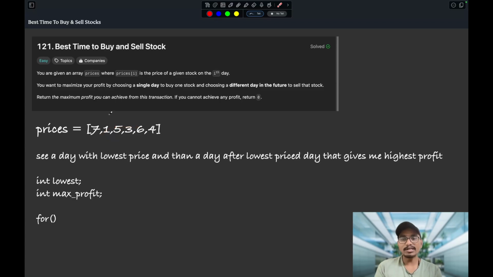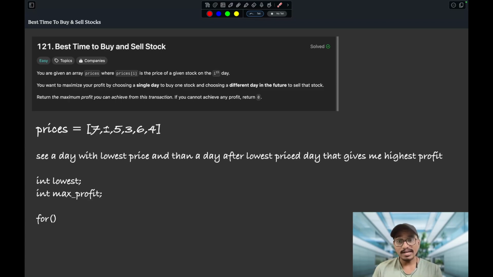Let me explain in detail. First I want the lowest price of the stock. When I traverse through this array, the first value is 7. I set 7 as my lowest and move forward. I check if 1 is lower than 7. Yes, 1 is lower than 7, so my new lowest is 1. I move forward and check if 5 is lower than 1. No, 5 is not lower than 1.